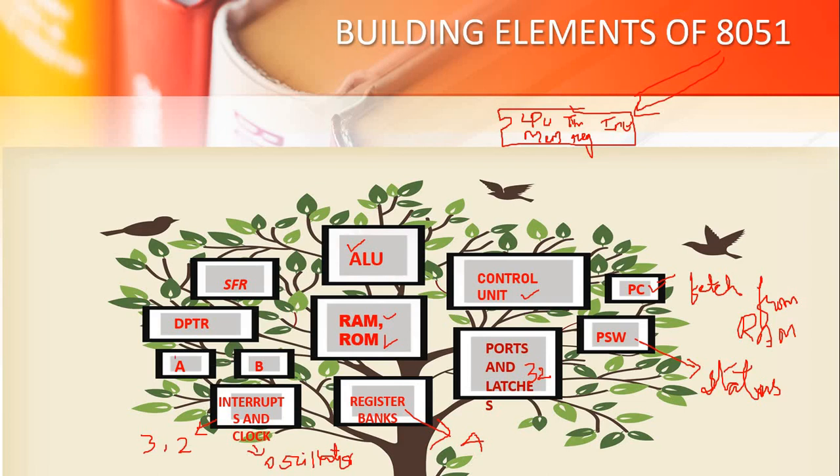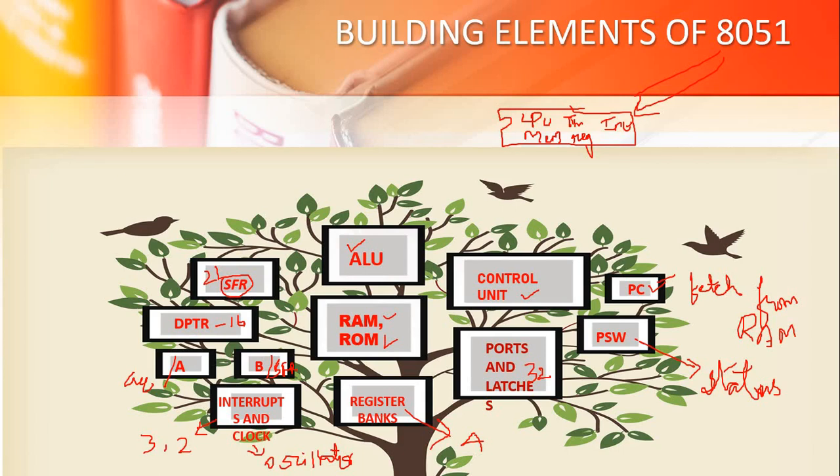A is the accumulator register, a general purpose register. B is a special function register, mainly used for special operations. The data pointer is a 16-bit special function register. There are 21 special function registers in an 8051 IC. These are the main building elements of an 8051 IC.